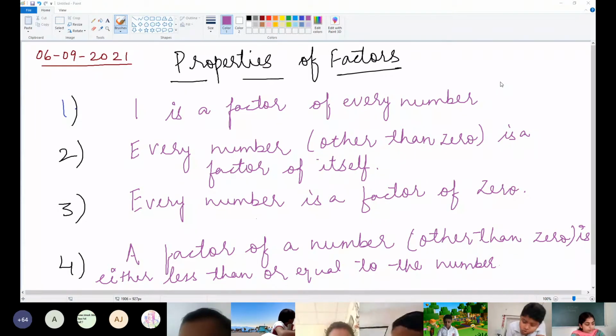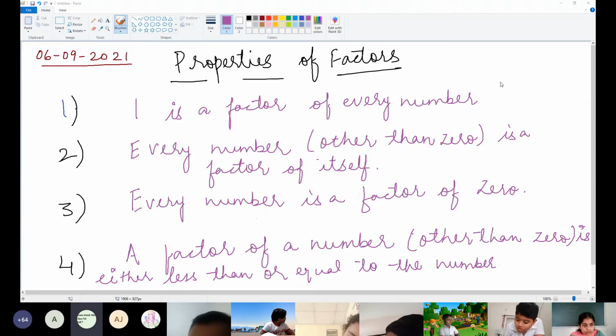Arush, who told you to do 7.2? Ma'am, 7.1, not 7.2. Beta, who told you to do 7.2? Yes, Arush. Ma'am, I did not do 7.2. From which number did you do 7.2? From which chapter will you come?